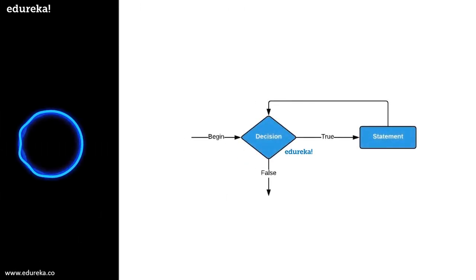As you can see in this particular example, the control flow will begin at a decision. If the decision is true, then a particular segment of code is executed, and again the control flow will enter into the decision box. If the condition is true, then the loop is repeated, else the control flow will exit the decision box. Let us try to execute an example to understand the while loop.